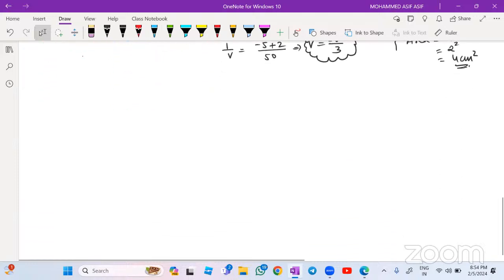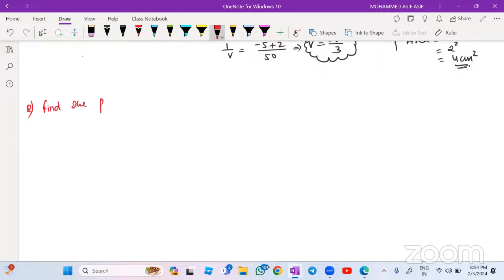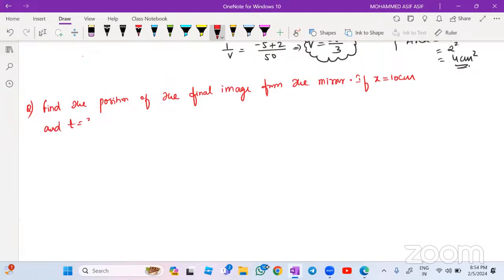Next question. Find the position of the final image from the mirror. If x is equals to 10 centimeters and t is equals to 3 centimeters. Okay, this is the situation given.